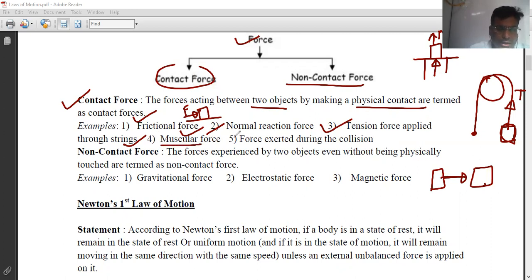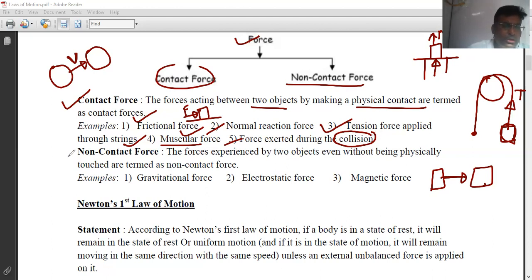Next one is force exerted during collision. It means suppose an object is there and you are striking that object with some velocity v. That type of force is also called contact force, and it is called collision. You will study collision types in another class: elastic collision, perfectly elastic collision. There are three types of collision you will study.